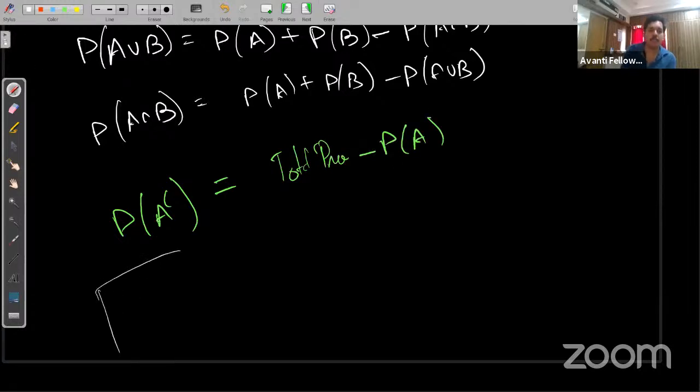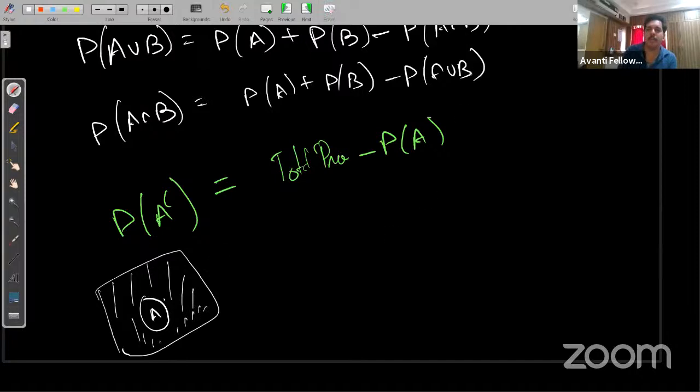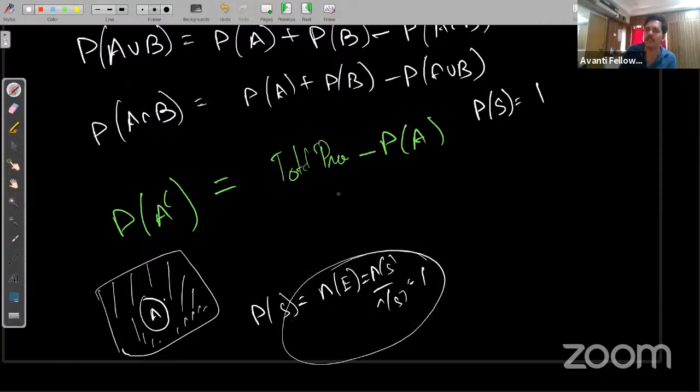Because if you have some event A, what is A complement, guys? Guess what is event A if it is like this? What is A complement? It means all the things except A, right? Can anyone tell me what is the total probability? Guess what is the probability of sample space? It is 1, right? Do you agree or not? Probability of sample space is the total number of outcomes possible, which means n of S. N of S by n of S, you will get 1. So the probability of sample space is always 1. So it is 1 minus P of A.